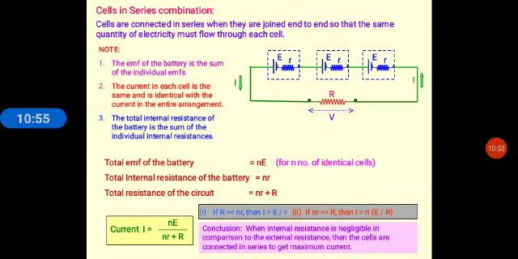We can conclude for the series combination that when internal resistance is negligible in comparison to the external resistance, the cells are connected in series to get maximum current.